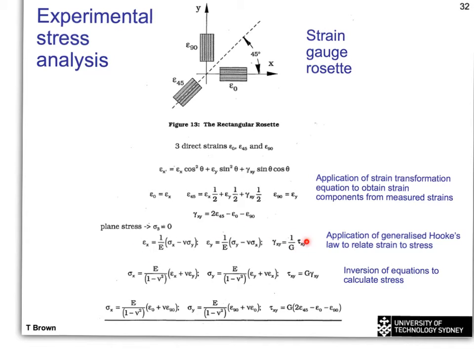So a more useful form of these equations is to invert them so that we have the stresses as the subject. So we can calculate our stress in the X from our strain components that we've determined from the measured strains, and we can even go one step further and substitute the strain transformation equation so that we have our measured strains put into the generalized Hooke's law equation to calculate stresses directly from those measured strains.